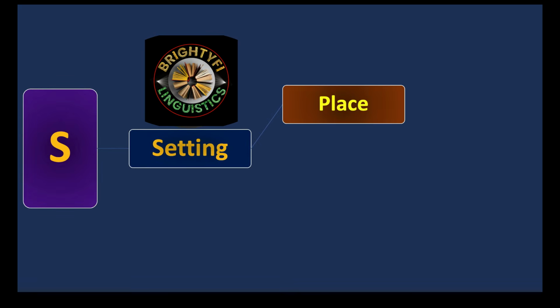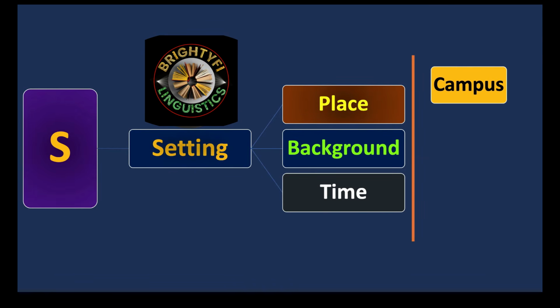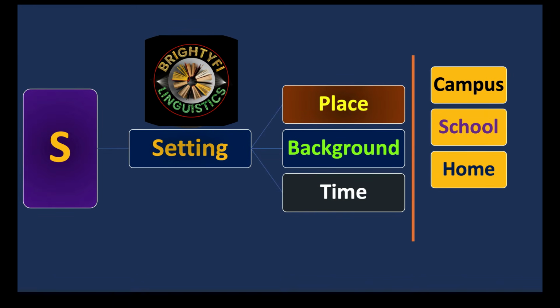Take the first letter, that is S, which stands for setting. And what is this? When we say setting, setting may be your place, maybe your background, maybe your time. Means at what time, at what place, in which background the communication took place. That is the idea. And your place, your background, your time, all together, it may be a campus, it may be a school, it may be your home, and it may be hotel.